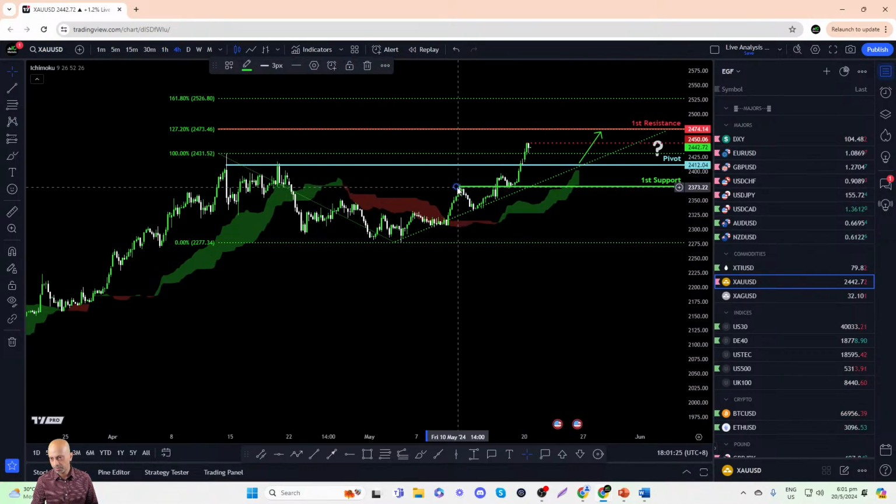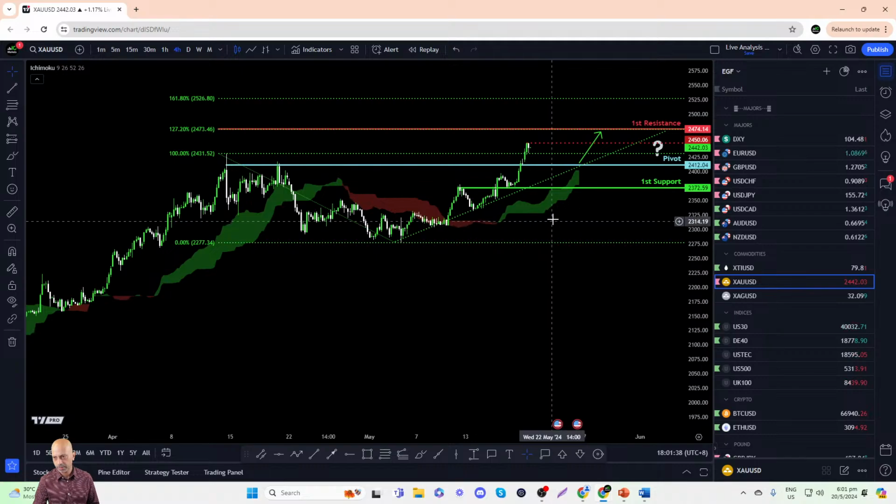This level here is a nice, pretty decent overlap support level at 2,374 as well. The gold prices ran into resistance here on 10th of May, and after that proceeded to find support on the 16th of May before bouncing higher. So it's another overlap level here.